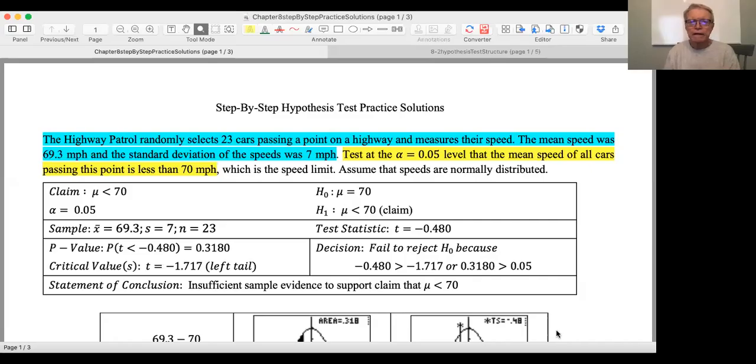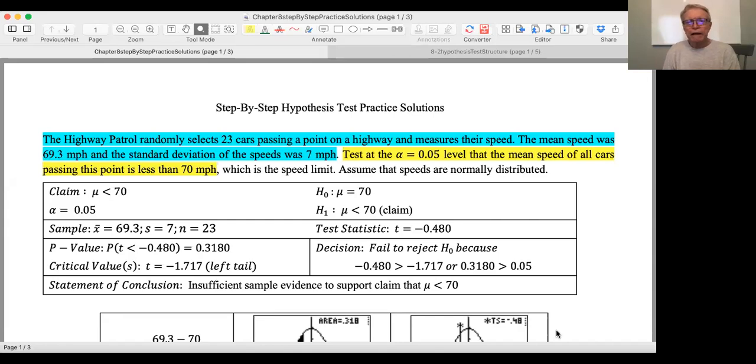All right, in this segment, we're going to look at some problems and practice coming up with the claim and alpha and developing the hypotheses. So let me go share a document that includes some problems. And we'll work from here.